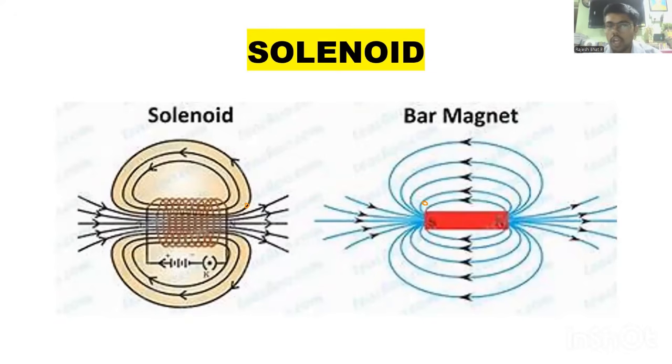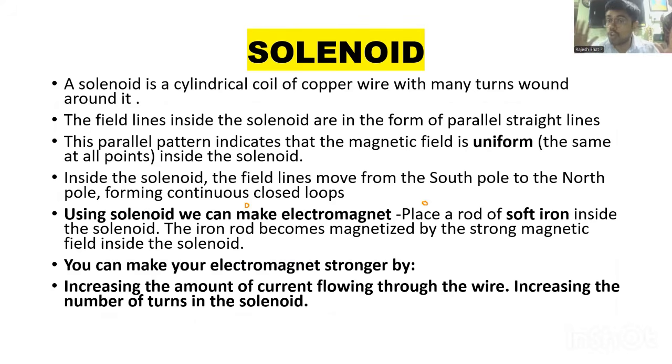Next, solenoid. See the difference? Solenoid and bar magnet. Just see the field lines. Can you see any change? No change. The properties of the field lines around a bar magnet are the same as around a solenoid. If they ask, write the properties of the magnetic field lines around a solenoid, don't get confused. It is the same. These are the two diagrams. Now solenoid, again very important. What all things should you know about solenoid?